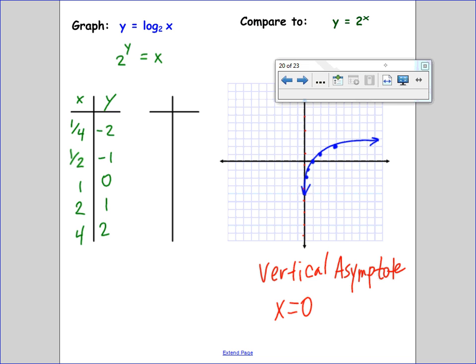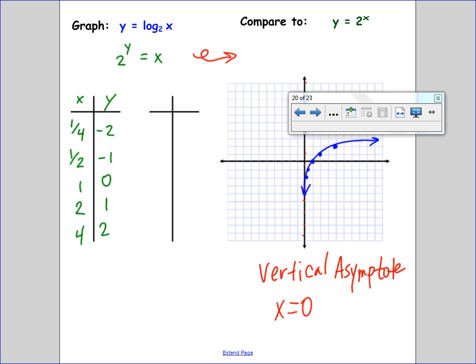Now let's go ahead and invert my x and y, and I want to get 2 to the x equals y, or y equals 2 to the x. Y equals 2 to the x is an exponential function. I can evaluate that by plugging in x values -2, -1, 0, 1, or 2.